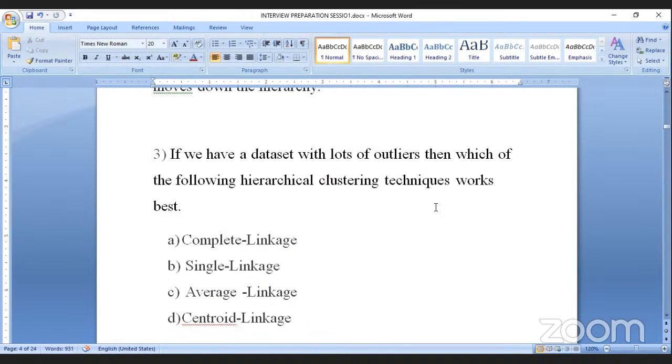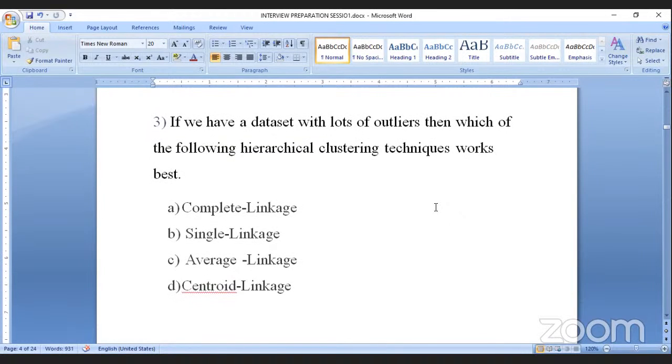So, if we have a data set with lots of outliers, then which of the following hierarchical clustering techniques works best? We have the four options: complete linkage, single linkage, average linkage, central linkage. If the interviewer asks you, okay my dear data scientist, we have the data set, but it consists of most outliers, but we have to perform the clustering technique. So which method would you like to recommend? What do you say to the interviewer?